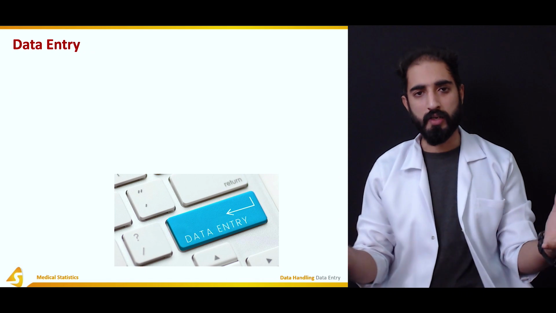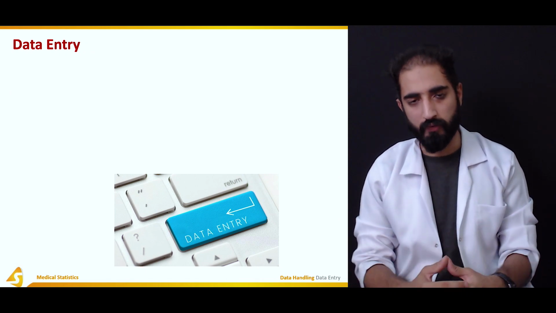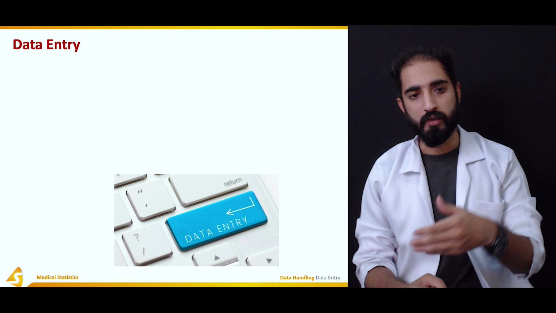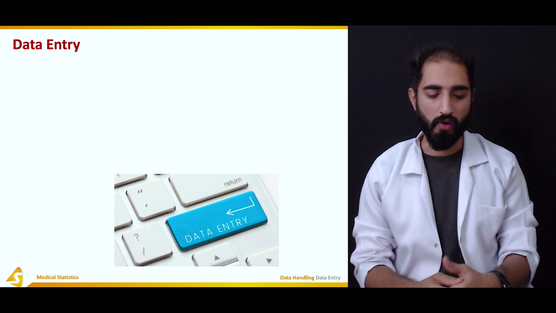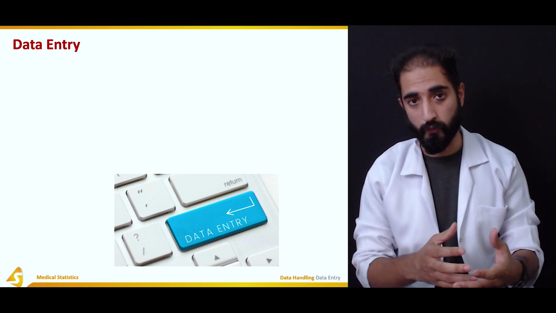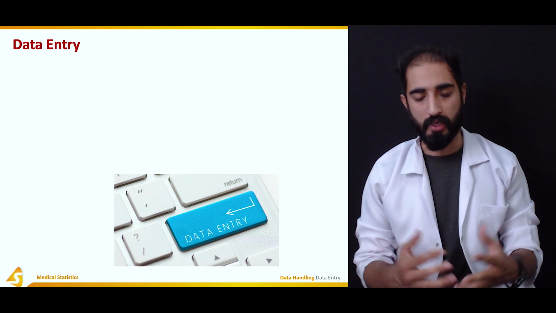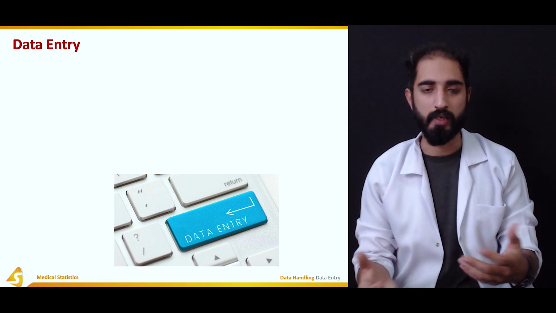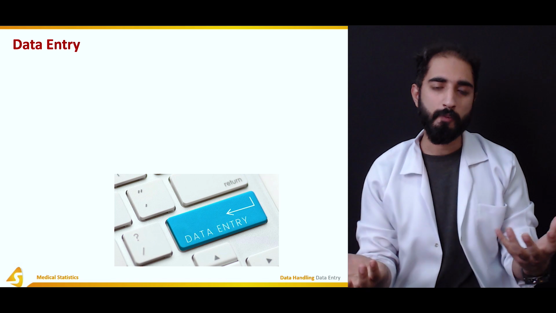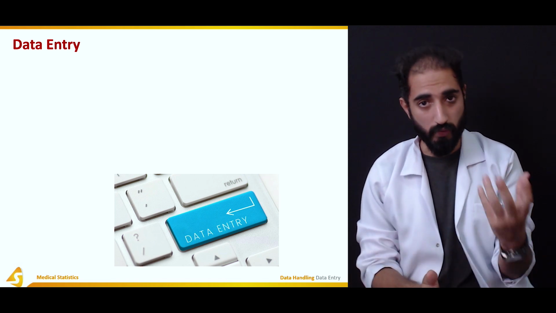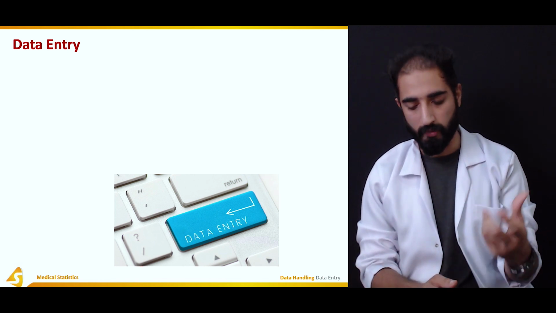So what is data entry? Data entry is actually after the collection of the data. We usually enter it into spreadsheets or software which are used for statistical analysis, such as SPSS. So that process is known as data entry, and it is very important and integral for the purpose of research.